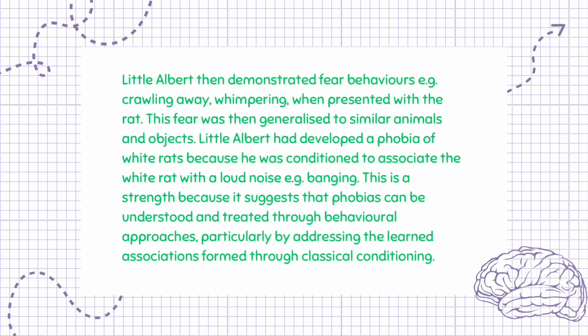The researchers then repetitively made loud noises which frightened Little Albert when he was playing with the rat. Little Albert then demonstrated fear behaviors, e.g. crawling away, whimpering, when presented with the rat. This fear was then generalized to similar animals and objects. Little Albert had developed a phobia of white rats because he was conditioned to associate the white rat with a loud noise, e.g. banging. This is a strength because it suggests that phobias can be understood and treated through behavioral approaches, particularly by addressing the learned associations formed through classical conditioning.